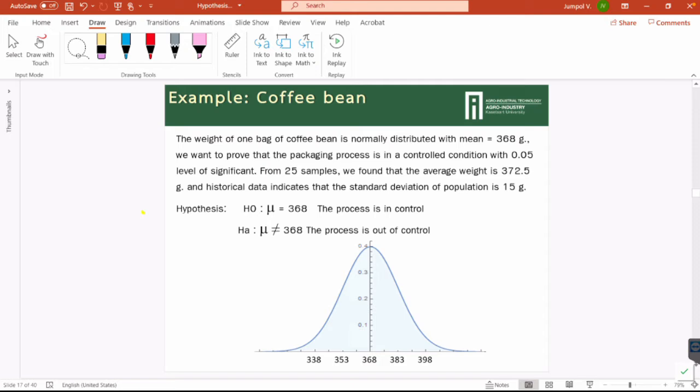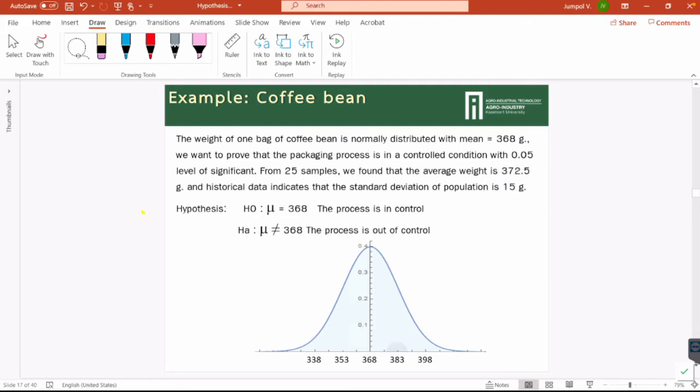So from this information, we can draw the distribution of the coffee bean bags like this. It is normally distributed, so its shape is going to be like a bell shape. Then in the middle is going to be the mean, which is 368 grams. And then the standard deviation is 15.